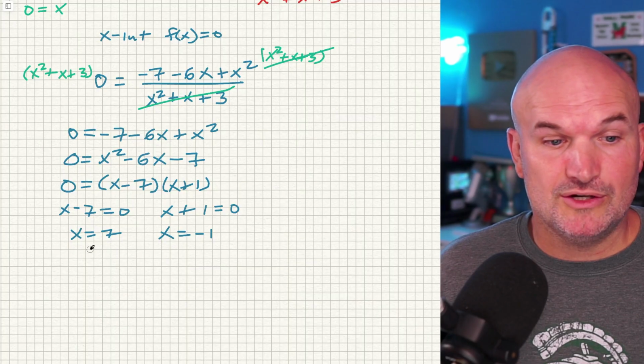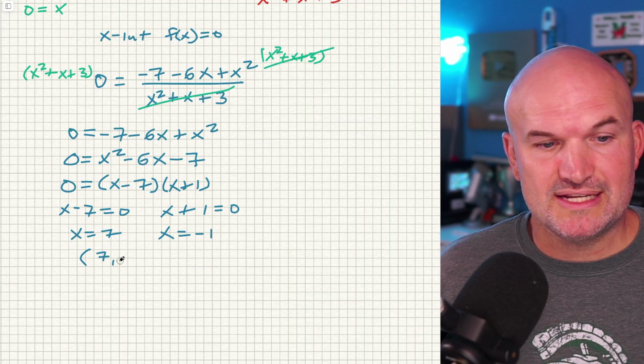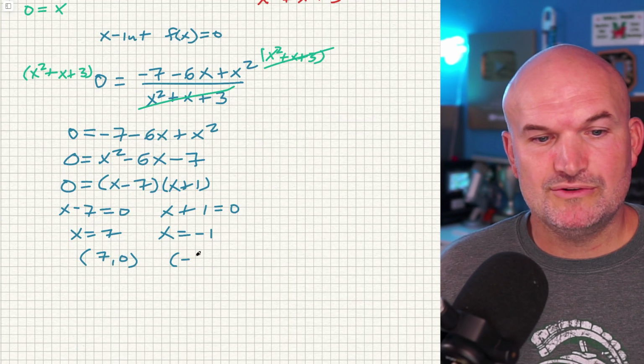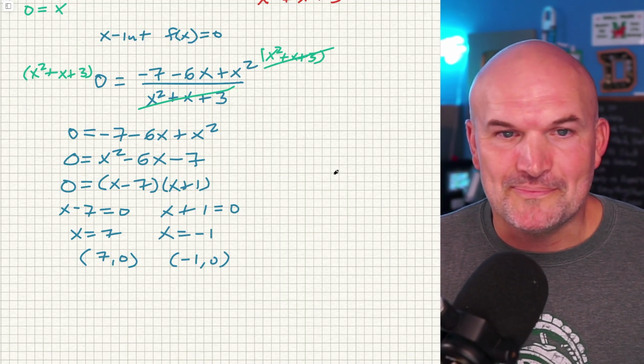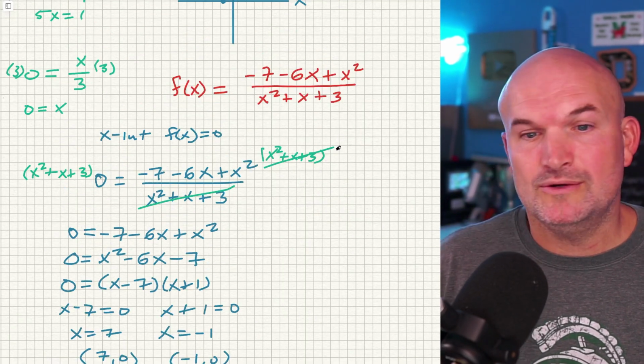And now I can rewrite those as x-intercepts. So that's (7, 0), and this one's going to be (negative 1, 0). And voila, ladies and gentlemen, we are good to go. Now let's take a look at the y-intercept.